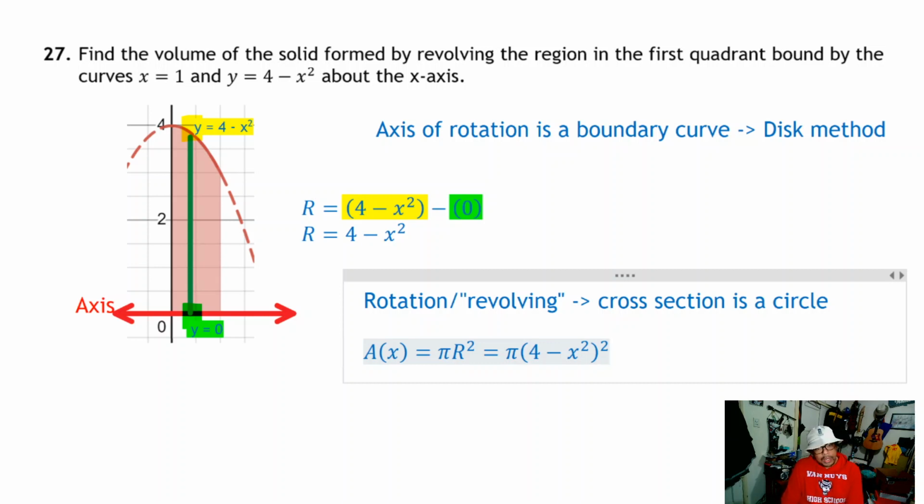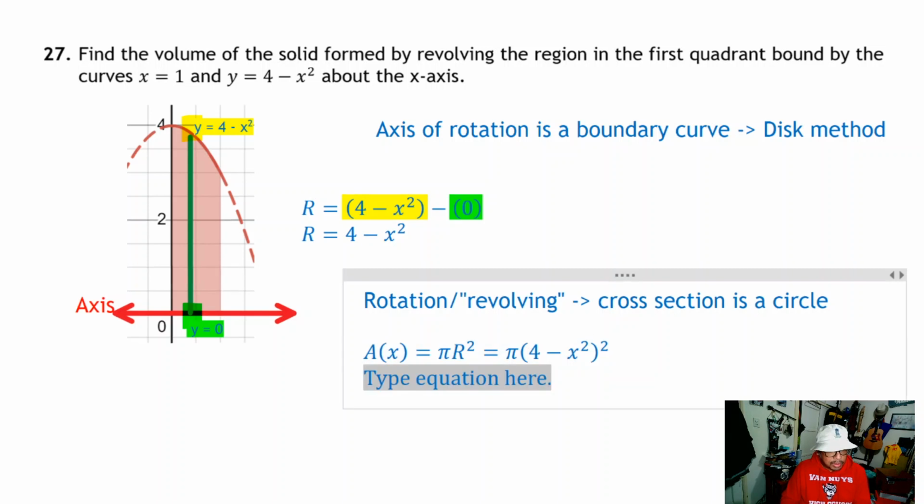That's probably a good idea to simplify that now before we start looking at an integral. So that's just pi multiplied by, expanding, 4 times 4 is 16. 4 times negative x squared is negative 4, plus another negative 4 is negative 8x squared. And then negative x squared times negative x squared is x to the 4th power. So that is my expansion and my area formula.